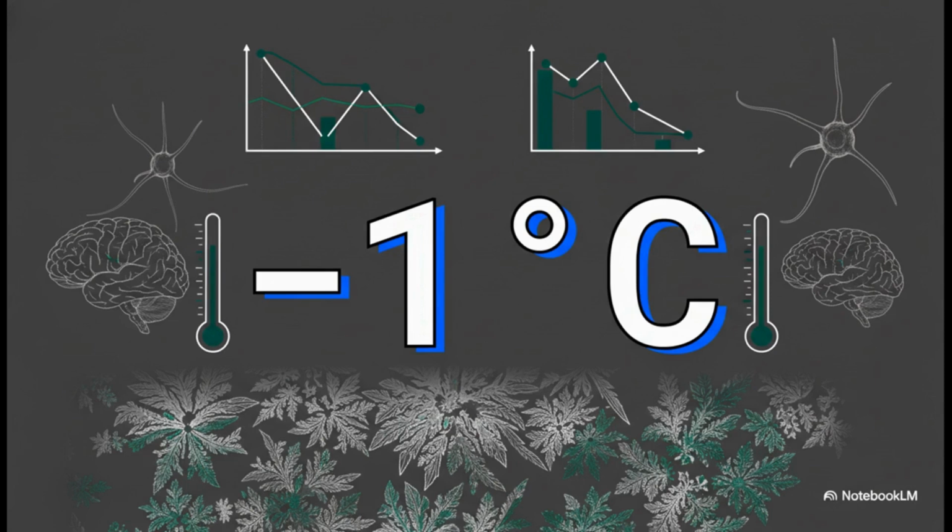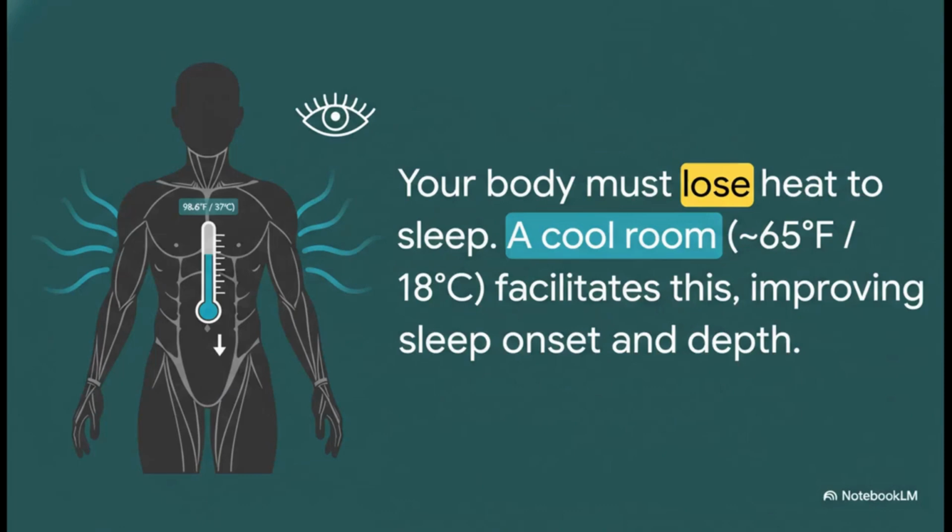A drop of just 1 degree in your core body temperature is one of the most powerful triggers for sleep that exists. Not just in humans, but in all mammals. So what does this mean in practical terms? It means your body literally has to dump heat to fall asleep effectively. That's why a cool room, right around 65 degrees Fahrenheit or 18 Celsius, is so critical. It helps your body make that temperature drop. In fact, many people with insomnia have a dysfunction in this exact mechanism. Their core temp just won't drop when it's supposed to.